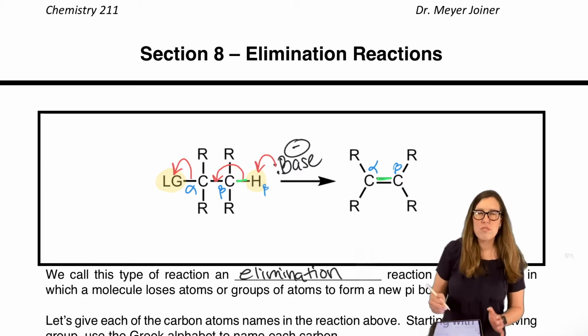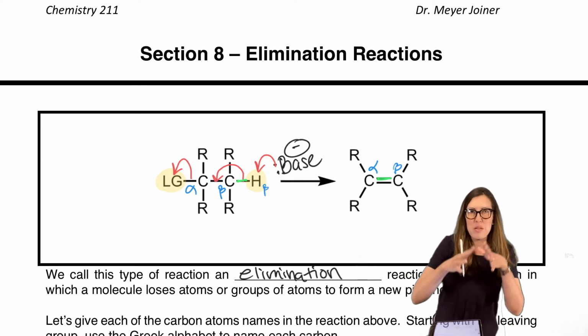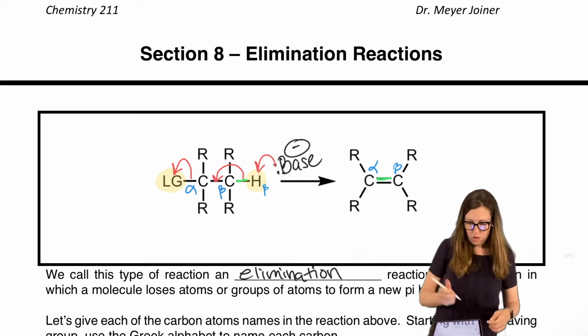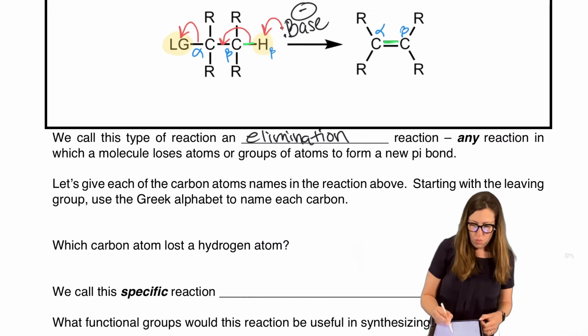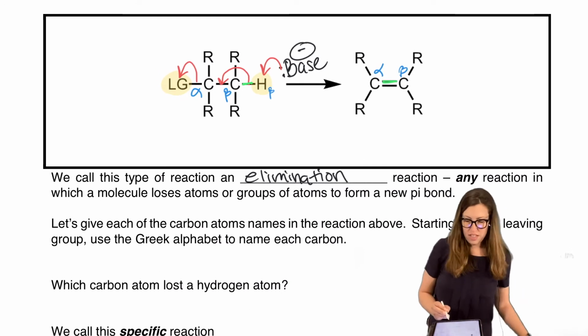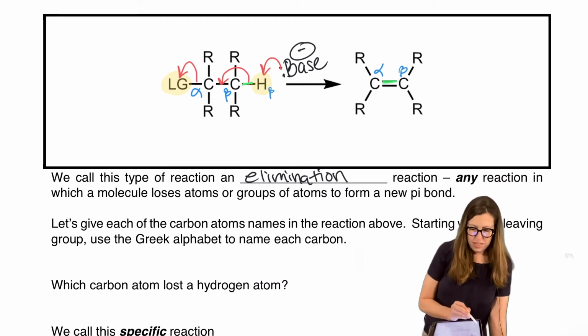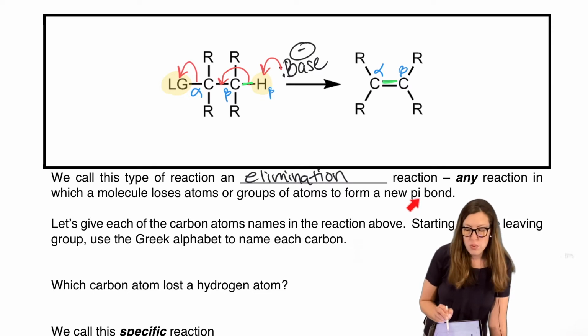So there's different varieties of elimination reactions. It's going to be a master sort of category. So it's any reaction, not just specifically the one we drew up here. We try to make this as general as possible by having the leaving group as a variable. But it's any reaction in which a molecule loses atoms or group of atoms to form a new pi bond. So we eliminate, the word eliminate means to completely remove something. So we don't replace it like we did in substitution.